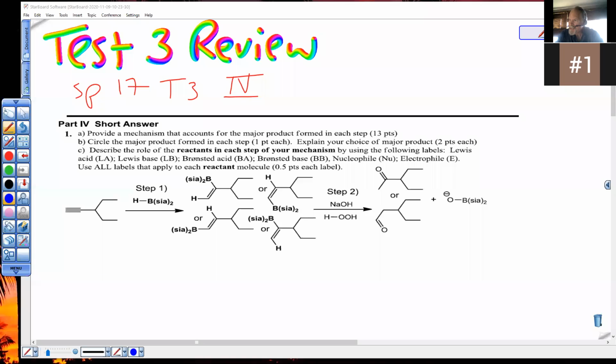Spring 17, test 3. Short answer, first question. We're supposed to do a mechanism that accounts for the major product formed in each step. So we should know which one's the major product. Mechanism often leads us to the right product if we know our mechanisms.